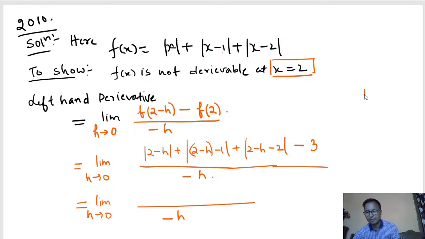In 2 minus h, the h is a positive number. It's a very small positive number.